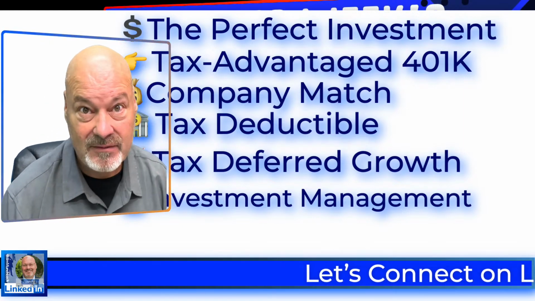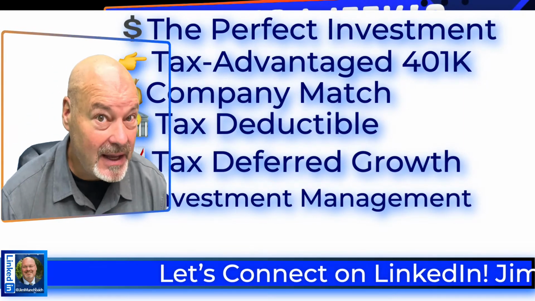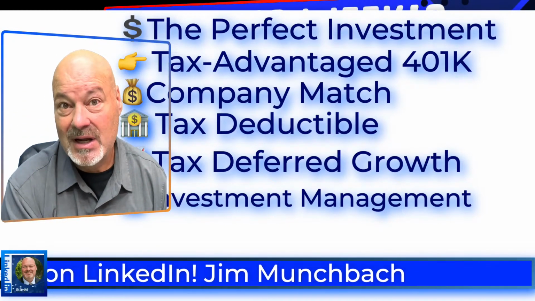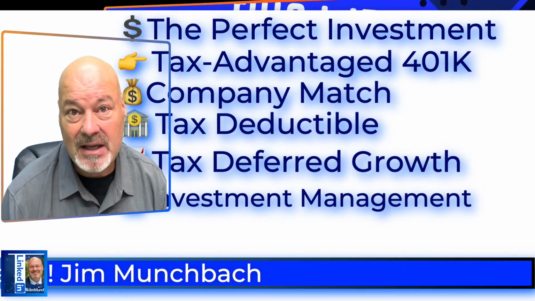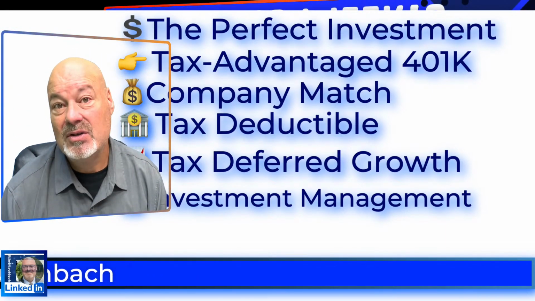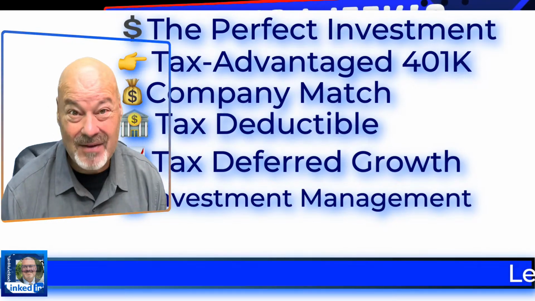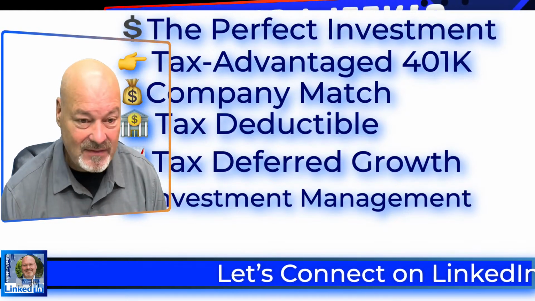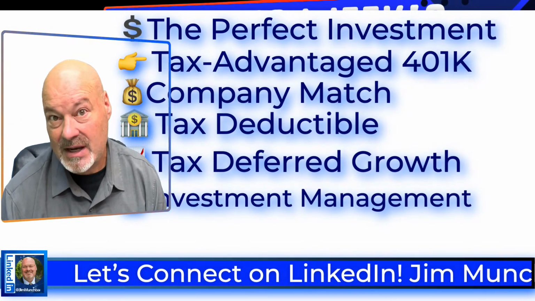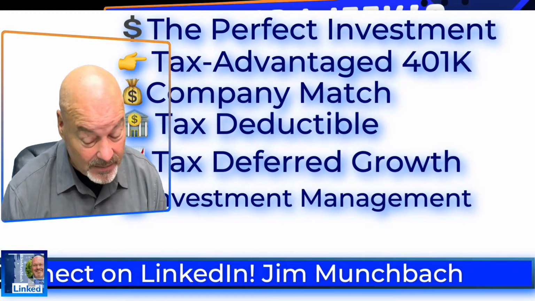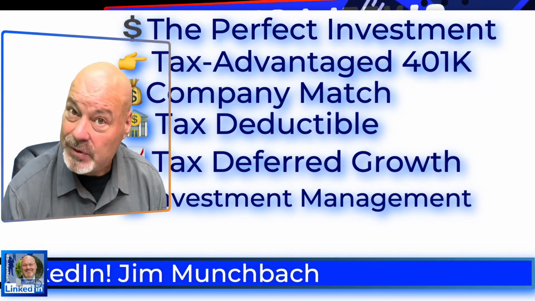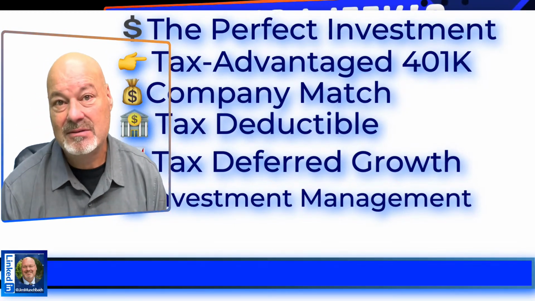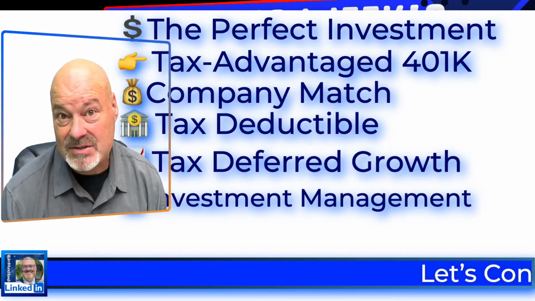And the reason it's the perfect investment is because it's the only investment on the planet where you put money in, and if you have a company match, they match your contribution. So if you put $10,000 into your 401k, you automatically have $20,000 at the end of that year. That's awesome. So that's the tax advantage 401k. The company match is the reason that I call it the perfect investment. But it's also tax deductible, which means if you put 10 grand into your 401k, you get a $10,000 tax deduction, basically.